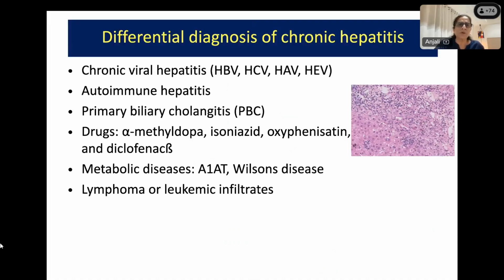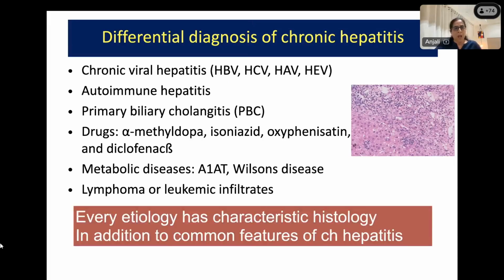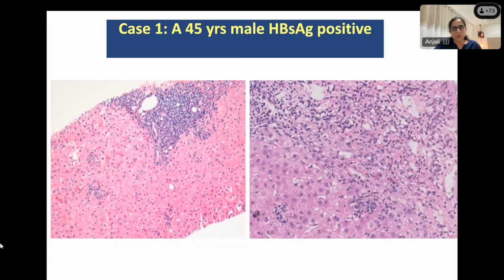Very few patients of A and E land up in chronic hepatitis. But remember that every etiology has characteristic histology, as I said: portal inflammation, necrosis, and fibrosis. In addition, they have some common features of chronic hepatitis. Now, let us go to case number 1.